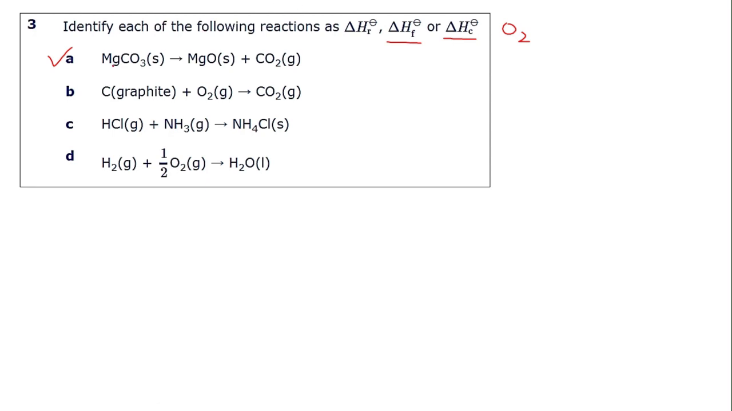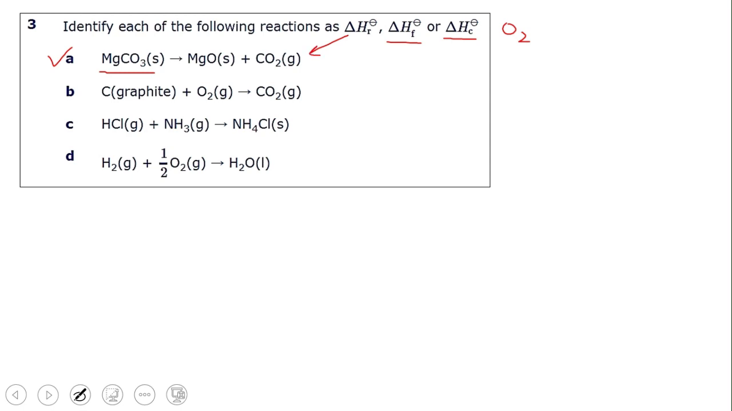We have MgCO3. MgCO3 is not an element, it is a compound of magnesium, carbon, and oxygen. We have three different elements joined together and making one compound, not separate elements. So the first is not delta HF, but it will be delta H reaction.